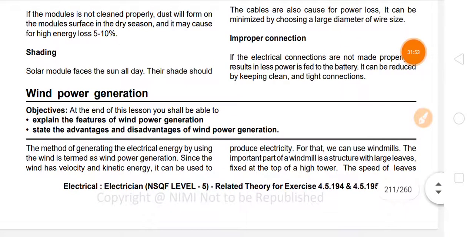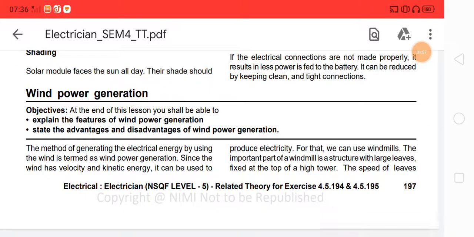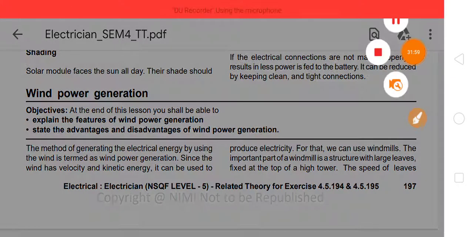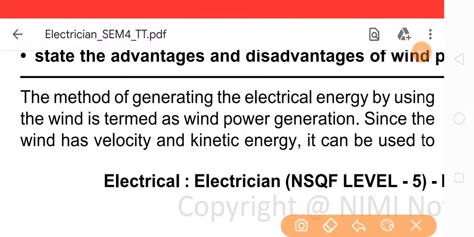This is wind power generation. The method of generating electrical energy by using the wind is termed wind power generation.